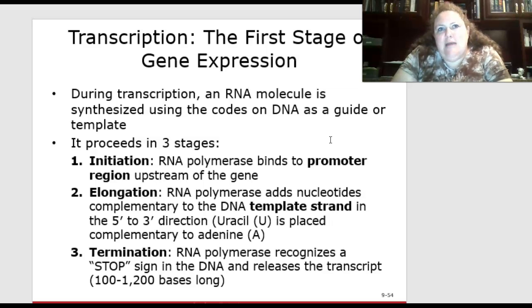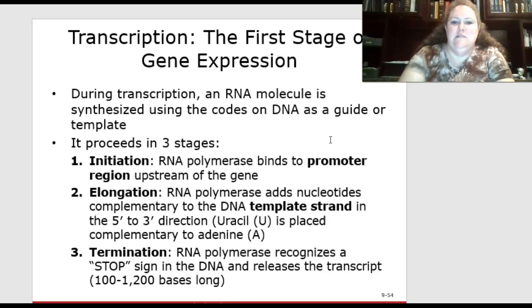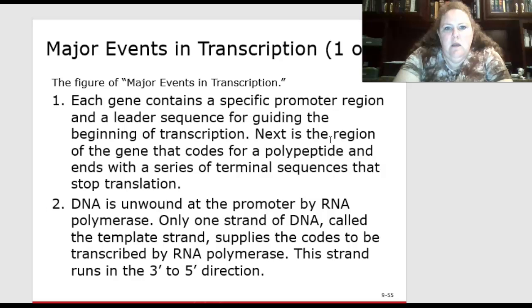And then you have termination, kind of like the Terminator, right? So that's stopping. So this is when the RNA polymerase is going to recognize a stop sign in the DNA, and it's going to release the transcript. And this can be anywhere from 100 to 1200 bases long. So figure 9.13 is the one that they're talking about, the figure of major events of transcription. And so for number 1, it says each gene contains a specific promoter region and a leader sequence for guiding the beginning of translation.